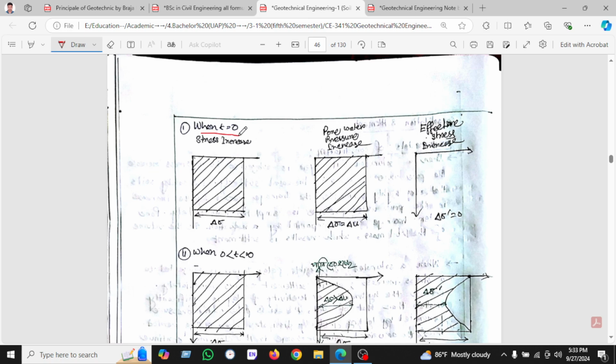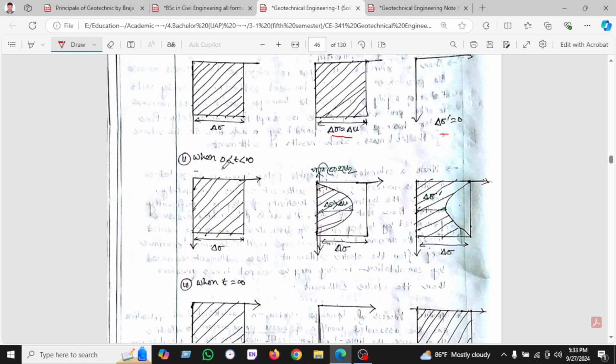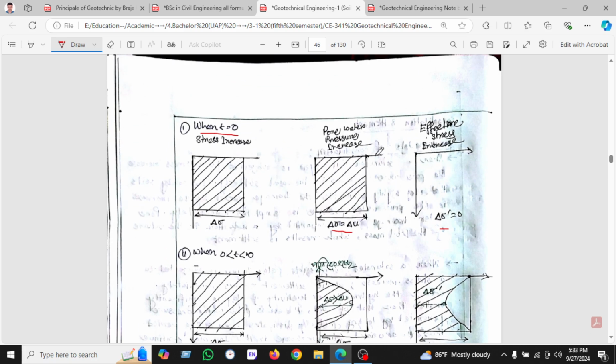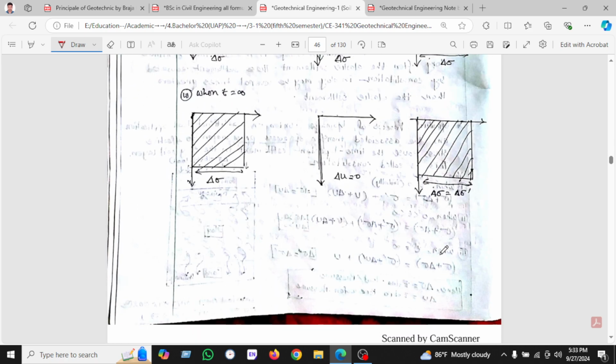Here when t equals 0, the stress increases and the pore water pressure increases, and the effective stress is 0 because t equals 0. When t is between 0 and infinity, the water is draining, and the pore water pressure decreases while the effective stress increases. When t equals infinity, the pore water pressure will be 0, and the delta effective stress will equal delta stress.